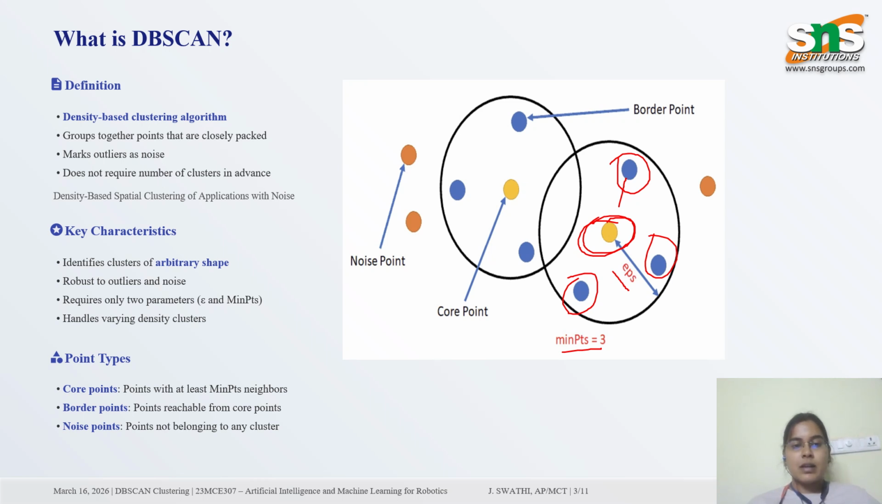A border point is nothing but a point reachable from the core point. If the point is reachable from the core point, it may be called a border point. And a noise point is a point not belonging to any cluster. It is scattered away from here, so these are the noise points.